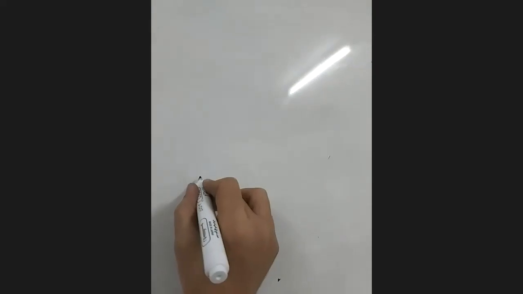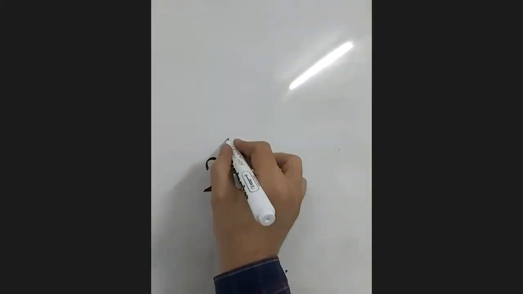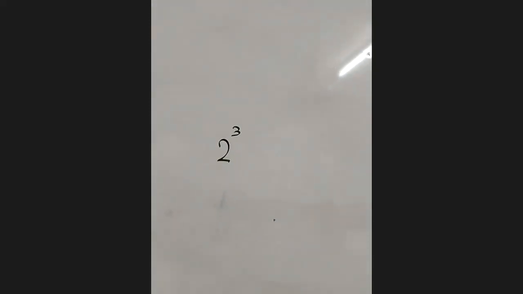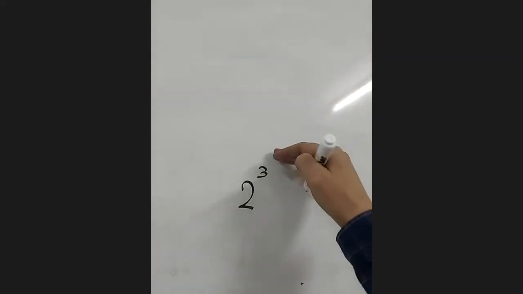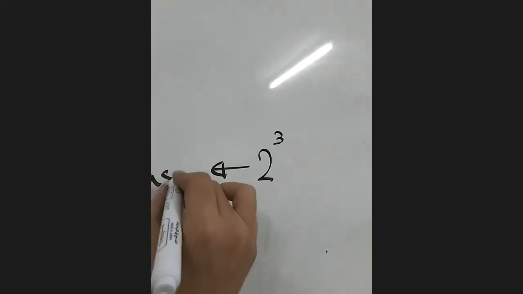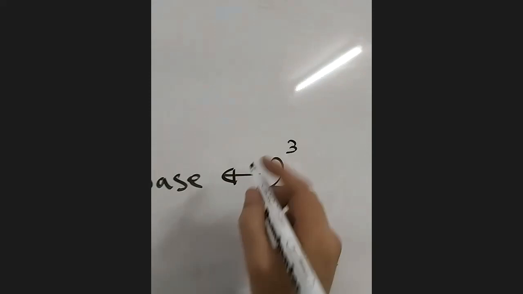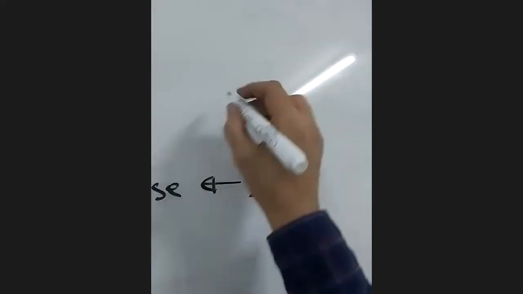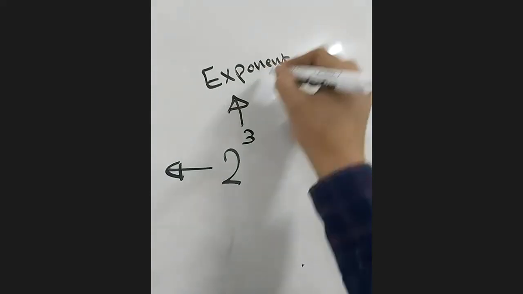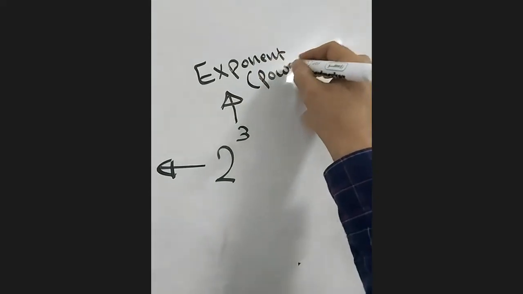Now, if we have something like this, look here, guys, two down and three up, and the three is smaller, and it's written up like this. This two, we will call it base. And this three up here, we will call it exponent or power.